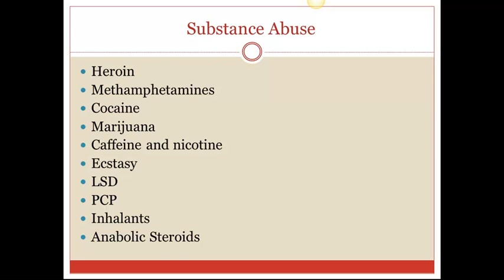Substance abuse, we have several different mechanisms that fall under the substance abuse category. Some of the most prominent, especially today, are heroin, methamphetamines, and cocaine, and also marijuana. We also have caffeine and nicotine that also fall under substance abuse, ecstasy, LSD, PCP, inhalants, and anabolic steroids. Some other substances that are oftentimes abused are bath salts and cough medicines.